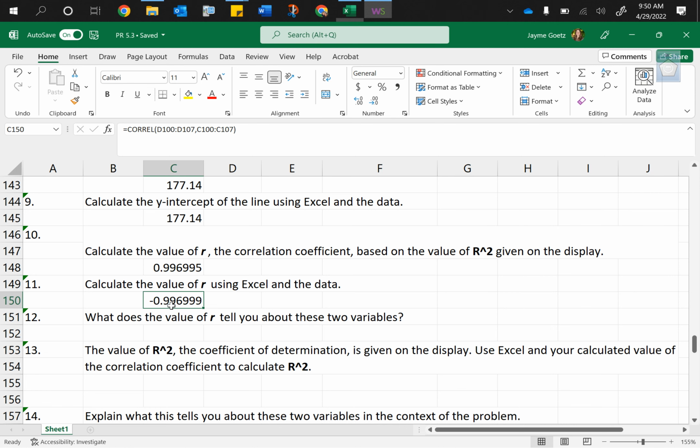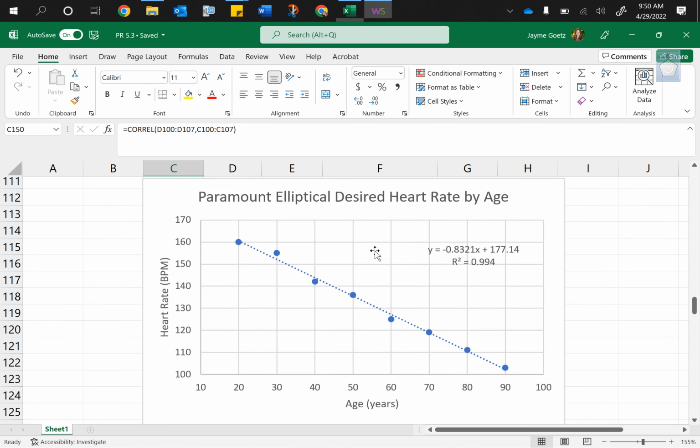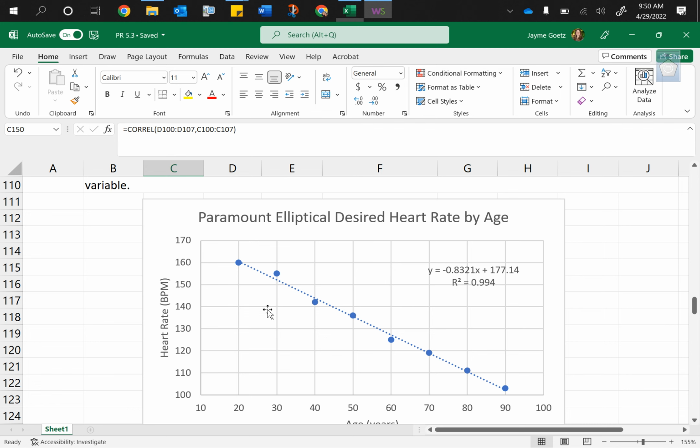Yeah, this one right here is negative. Well, doesn't that make sense? Look at my slope. Is my slope positive or negative here? Negative. So wouldn't it make sense that my correlation coefficient has to be negative? It has to be negative.